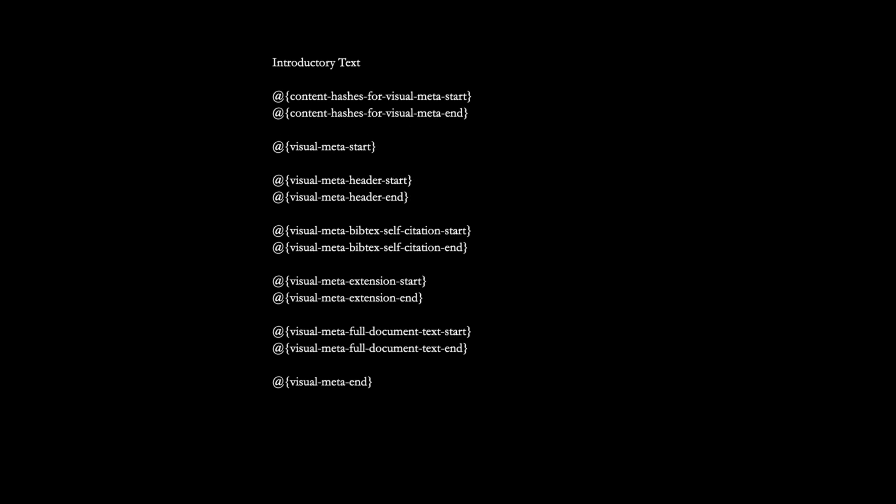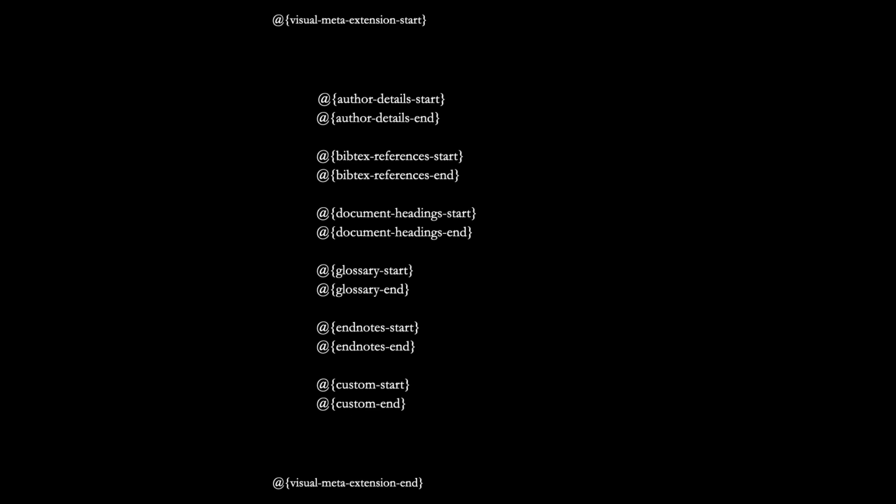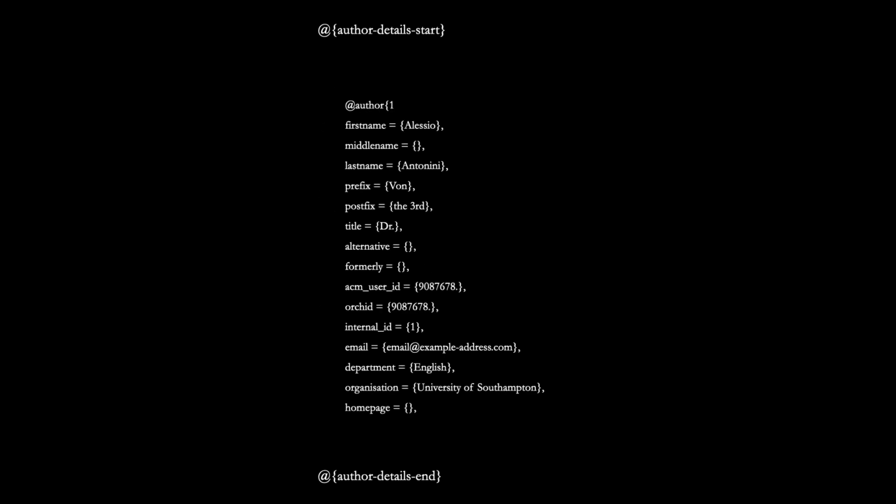For example, we have a content hash, which is a way of making sure that it's the document we're talking about. We also have extensions, which I'll go into. The first extension is really quite cool.